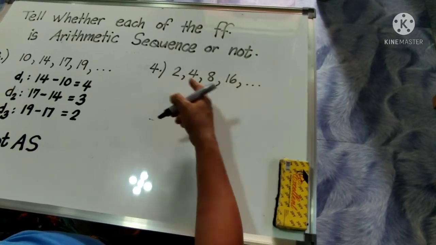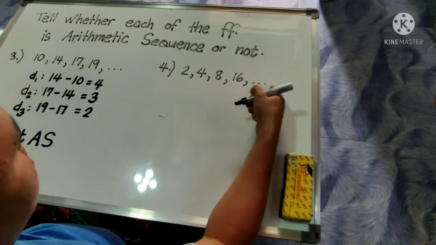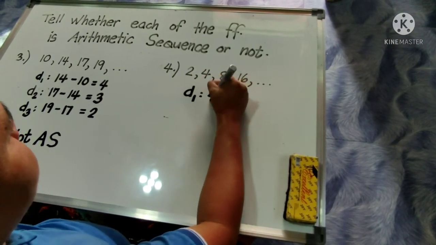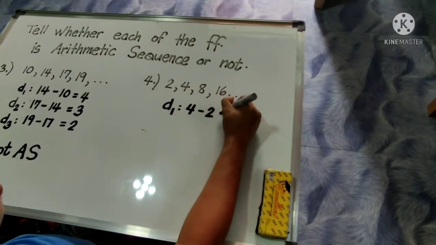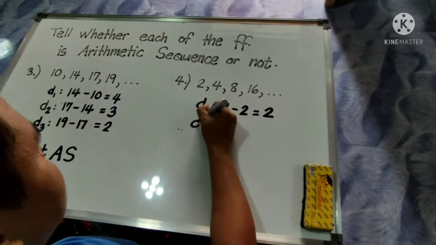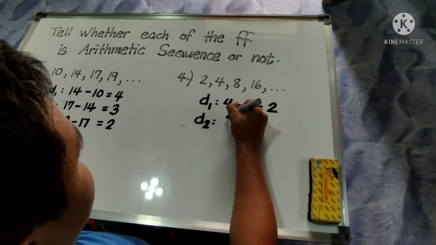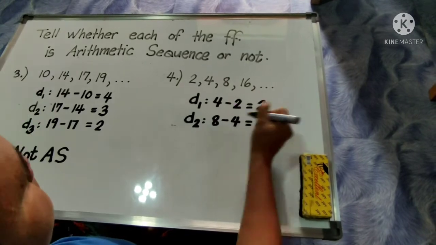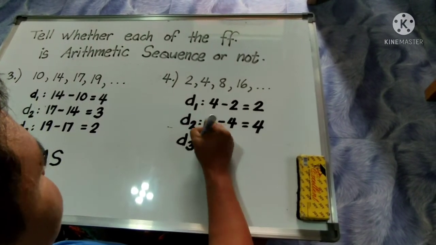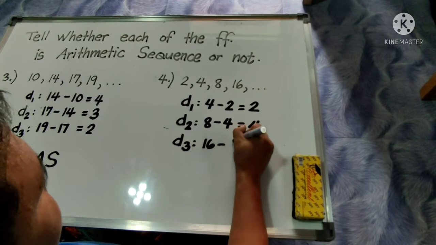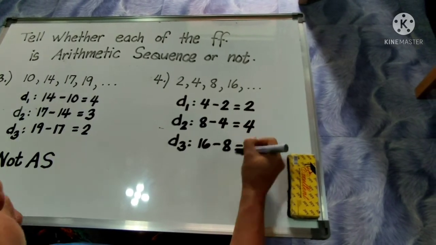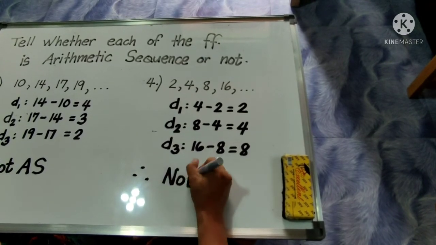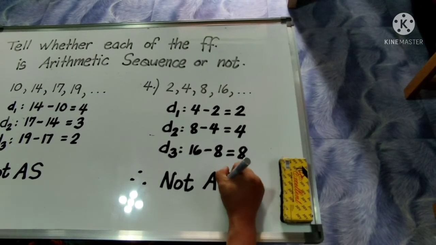The given is 2, 4, 8, 16, and so on. So our d sub 1 would be 4 minus 2, which is equal to 2. Our d sub 2 is 8 minus 4, which is equal to 4. And then d sub 3, you will have 16 minus 8 is equal to 8. There is no common difference, therefore, it is not an arithmetic sequence.